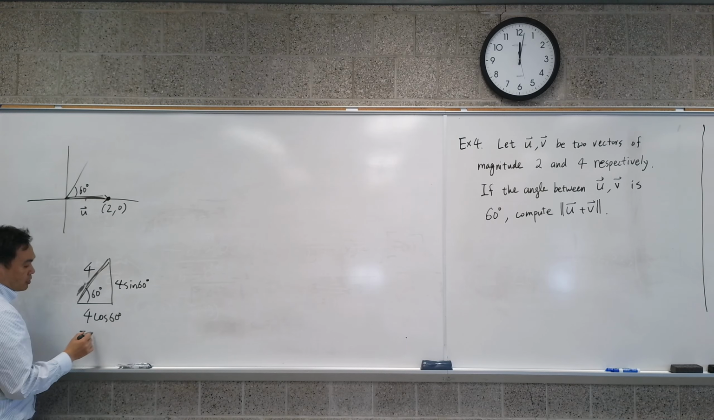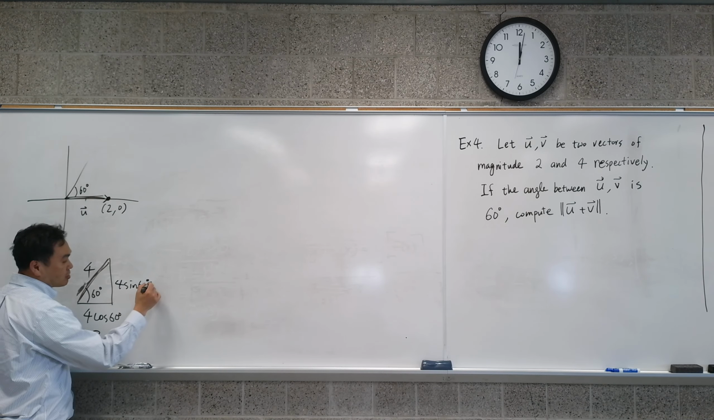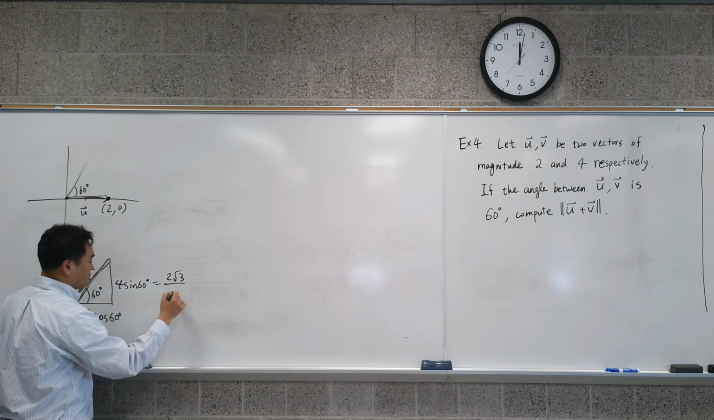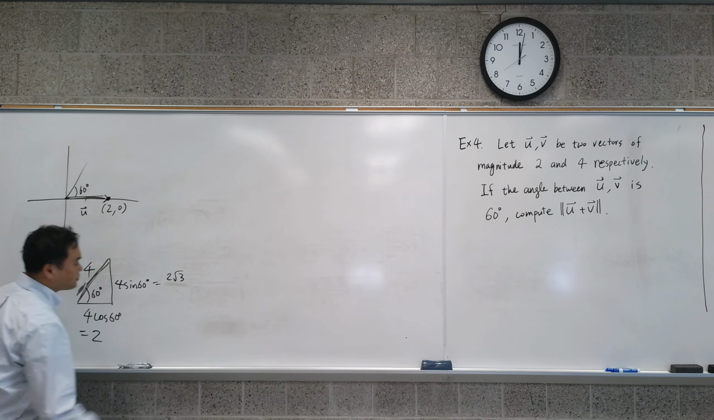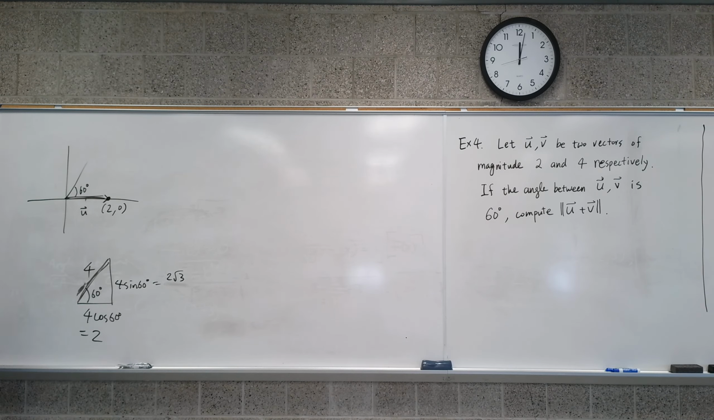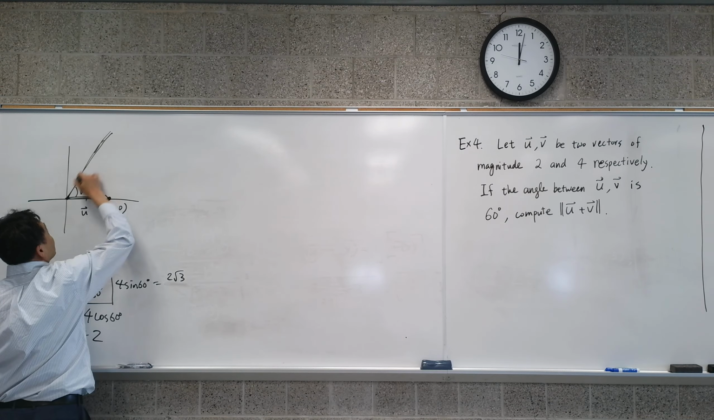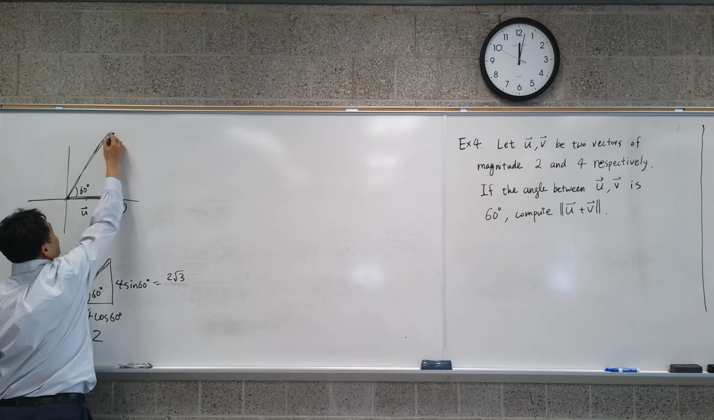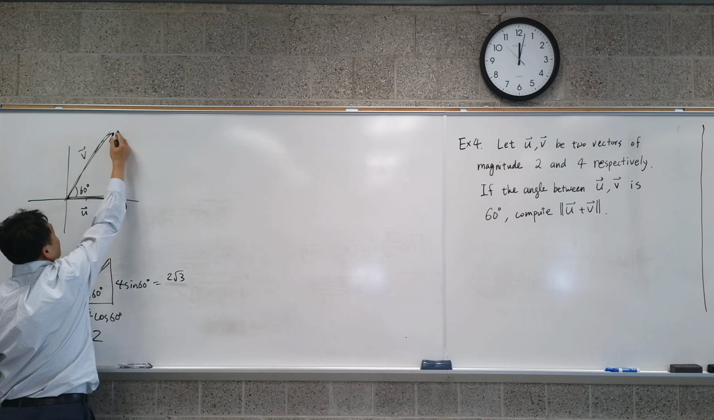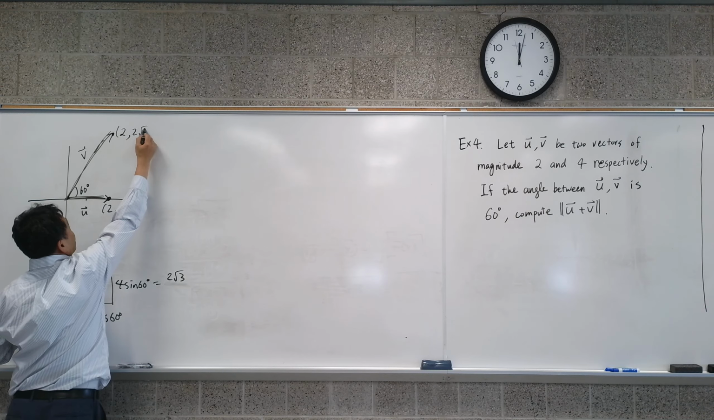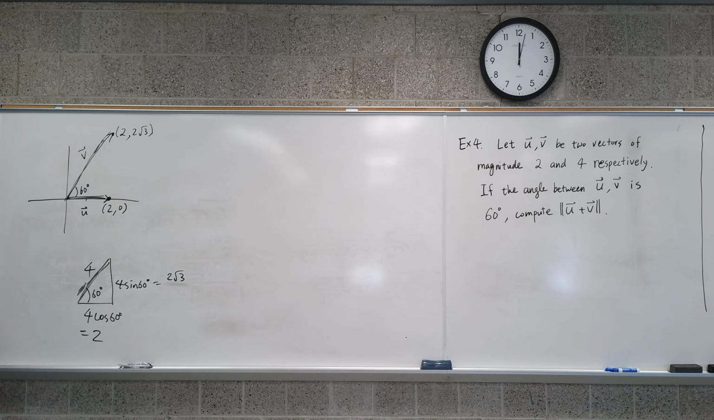Now cosine 60 degrees is 1/2, so 4 times 1/2 will be 2. 4 times sine 60 degrees will be 2 radical 3. So it just happens that the x coordinates are the same. This will be your v, and then this is going to be 2, 2 radical 3.